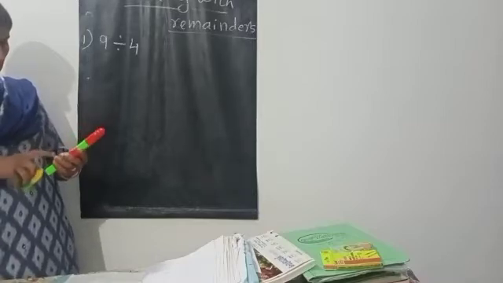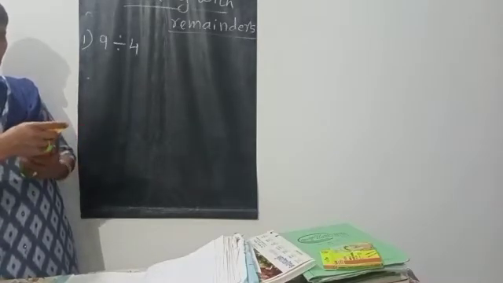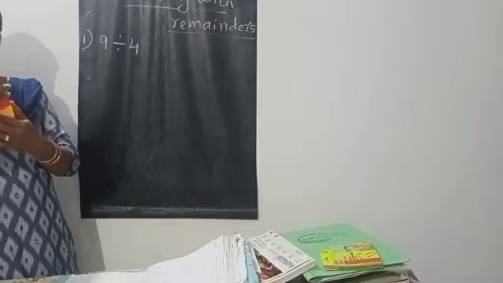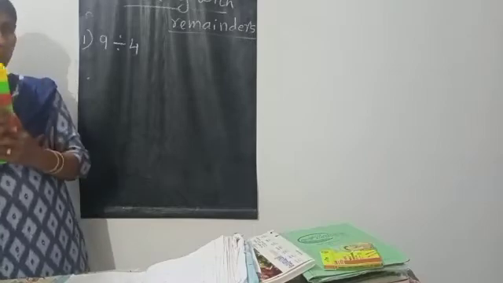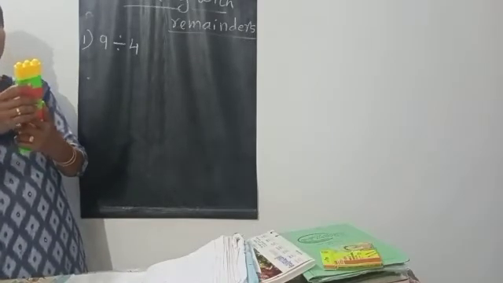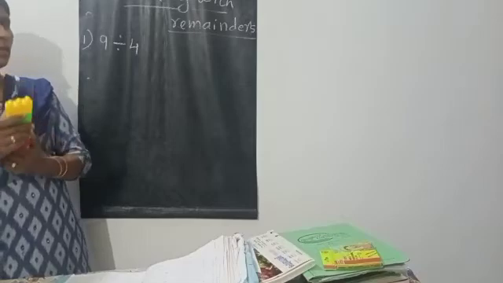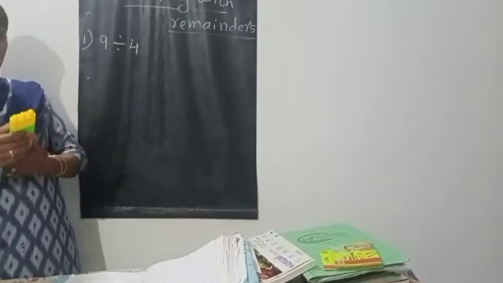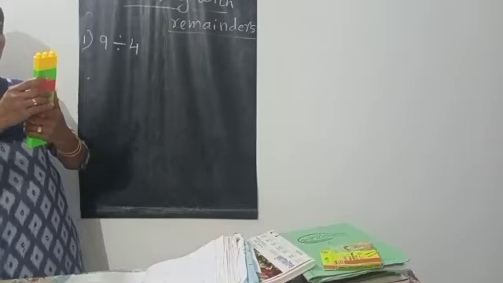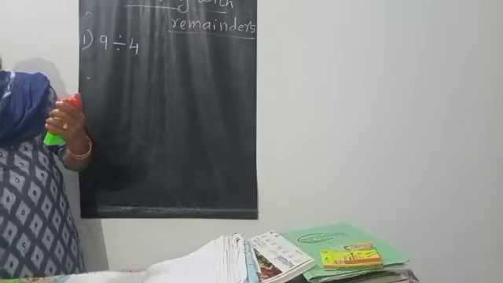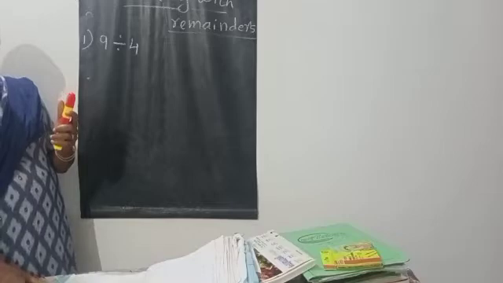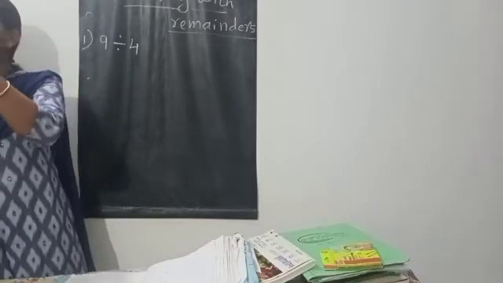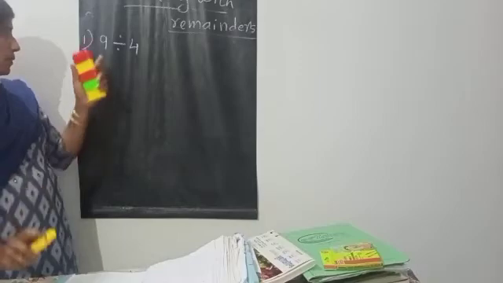Here I have taken 9 building blocks, and I am trying to find how many times I can take 4 from this. 1, 2, 3, 4. I took one time. See children, 1, 2, 3, 4. One time I have taken 4 from this 9.